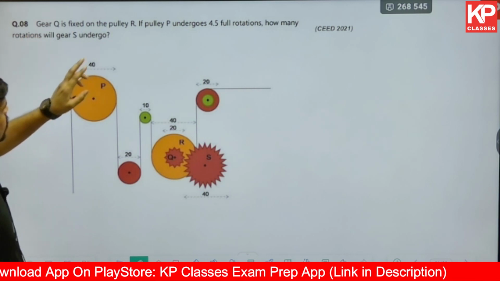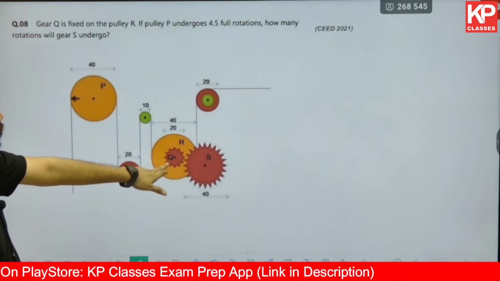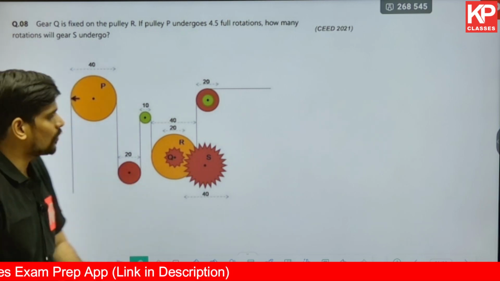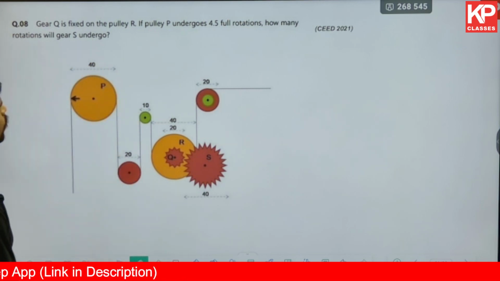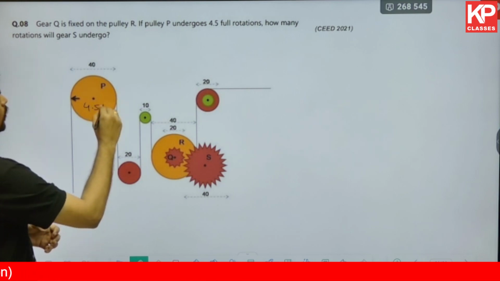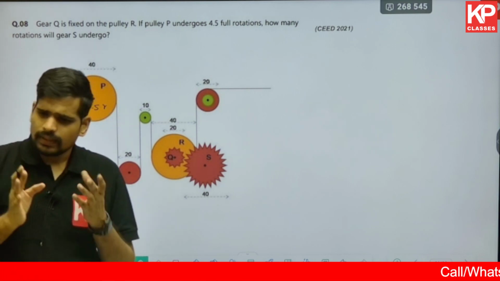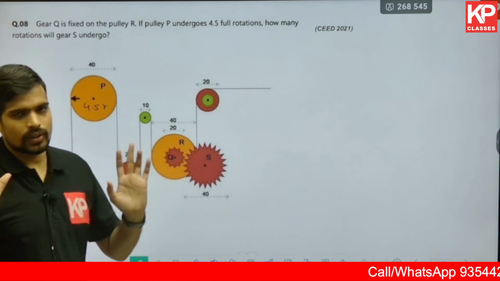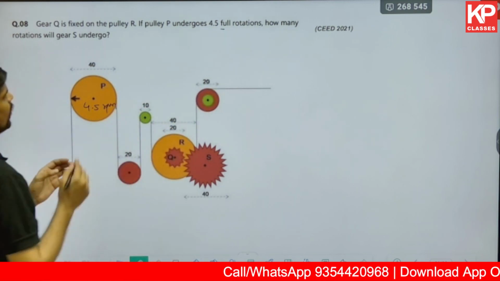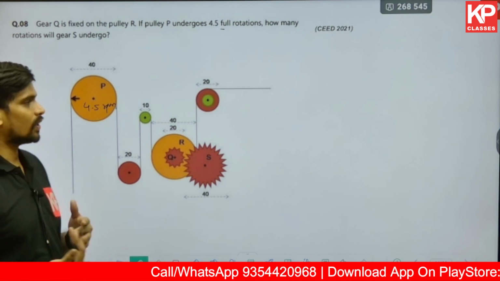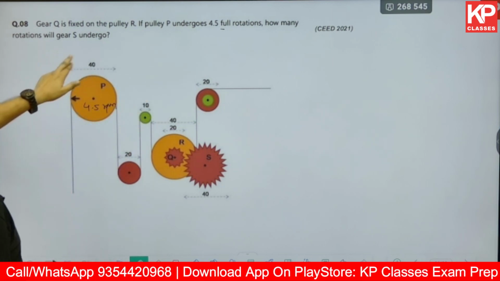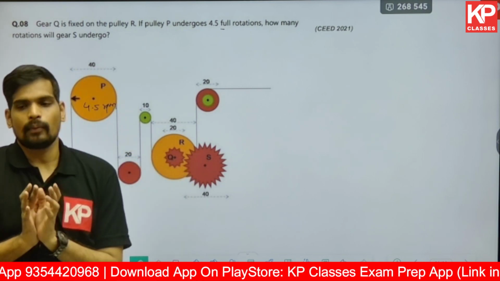Gear Q is fixed onto a pulley R. If pulley P, so it's a combination of pulley and gear both, you see over here. If pulley P undergoes 4.5 full rotations, it can be rotations per minute, or we don't know the time, so you can say per unit time basically. So you can count it as 4.5 rpm itself. It will be easy for us to answer the questions that way. So 4.5 full rotations. How many rotations will S undergo in the same amount of time?